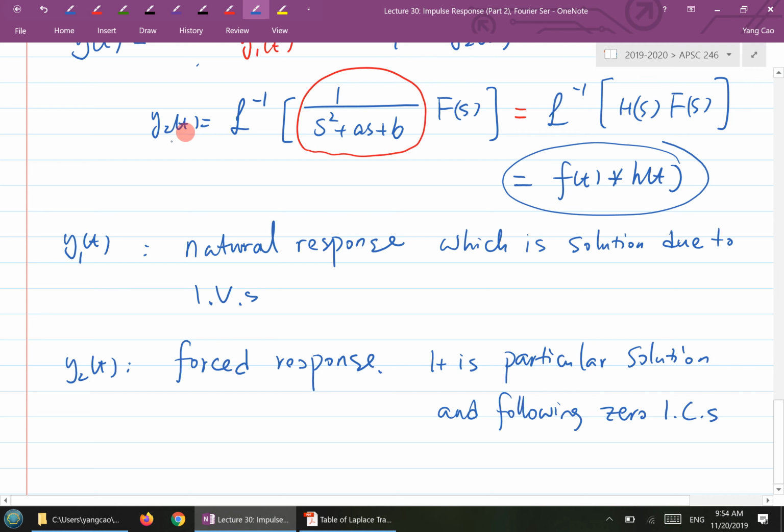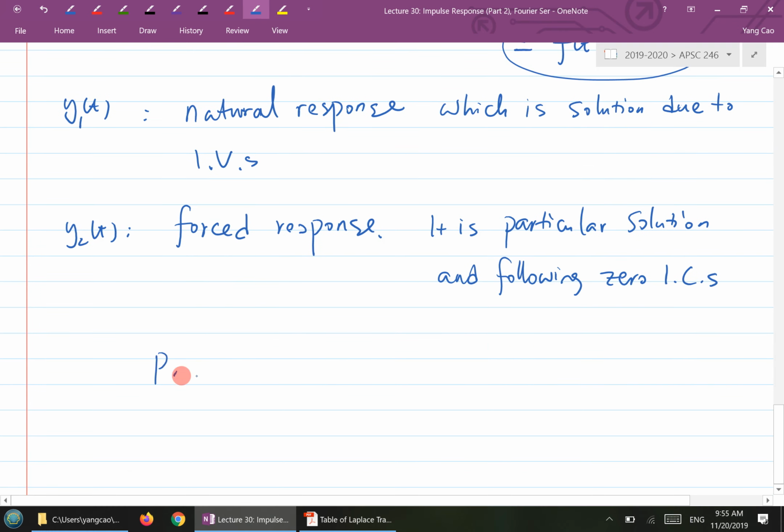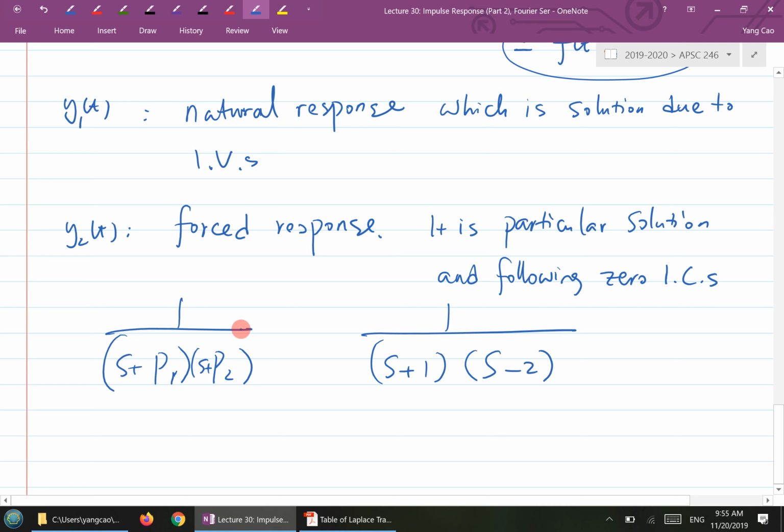And the solution of y of t very much depends on the location of the poles, right? So for example, if the system has two poles, P1 and P2, let's say you have two poles, and maybe pole one is s plus 1, the other is s minus 2. Is that possible? Right? That's possible.